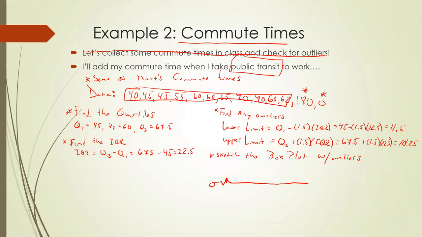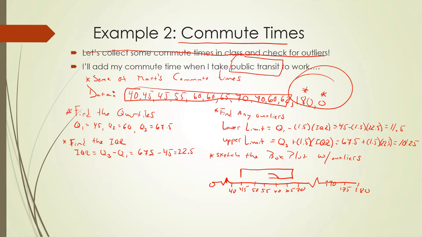40, and then I have to go all the way up to 70. So I'll go by fives: 45, 50, 55, 60, 65, 70. And then I'm going to draw this other sign here, which means do another break in your line. And then I'll go 170, 175, 180. Okay, so now I have a box plot with two outliers. You can always have more than one. All right, so go to Q1, 45. Go to Q3, which is 67.5. You can also have none, yep.